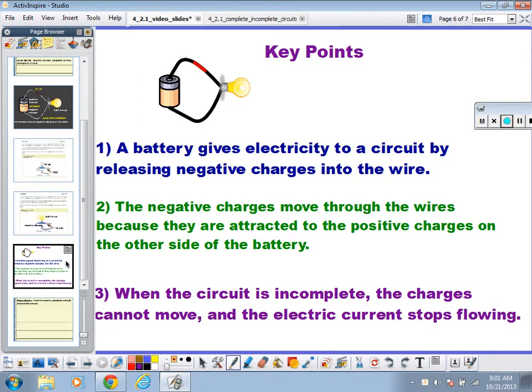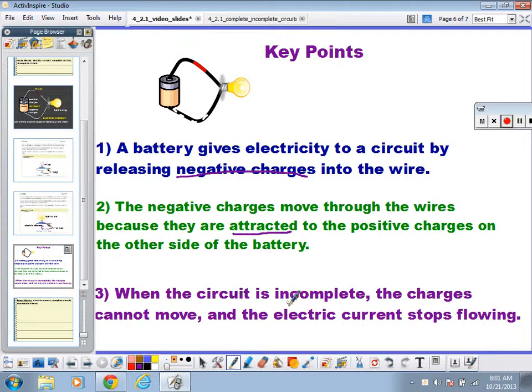Now, the important things for you to remember from this video are, number one, a battery gives electricity to a circuit by releasing negative charges into the wire. So the negative charges are coming out of the battery and going into the wire. And the negative charges move through the wires because they are attracted to the positive charges on the other side of the battery. So they're going all the way around.